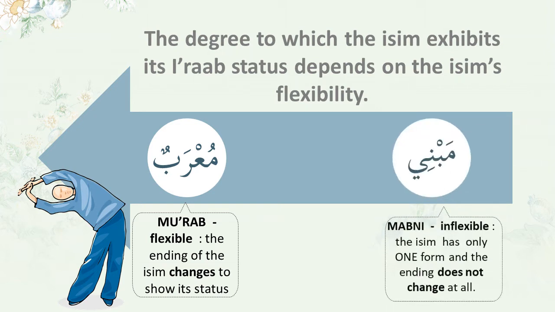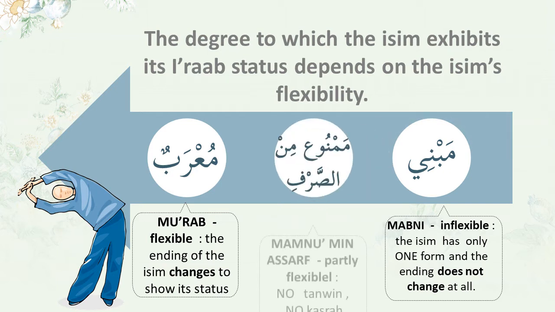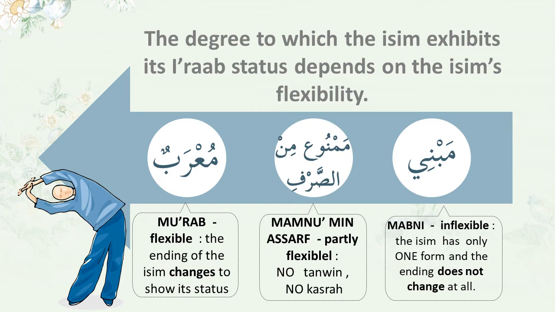The second is isim mabni. Isim mabni is fixed. Any isim in this group has only one form and will never alter its ending, whether it's rafa, nasab or jar. The third and final group is mamnu min sarf. It is a special group of isim which cannot end with tanwin, nor can it end with kasrah. We won't delve further into mamnu min sarf today. We will instead focus on the other two groups, mu'rab and mabni.